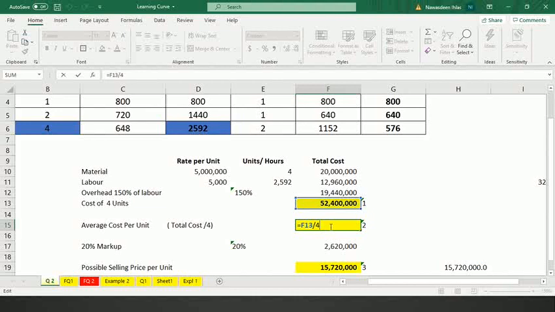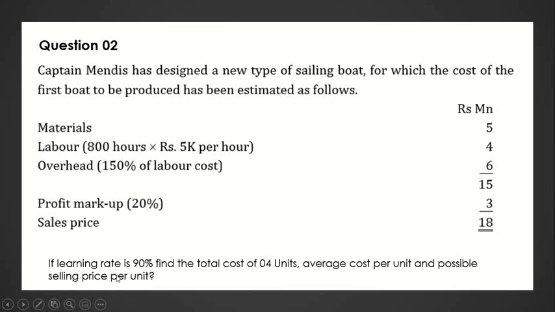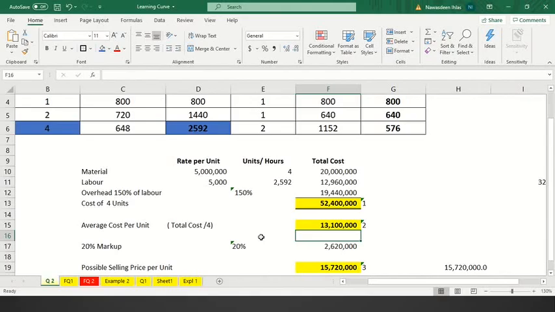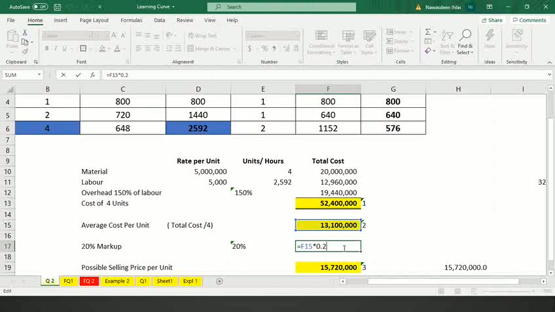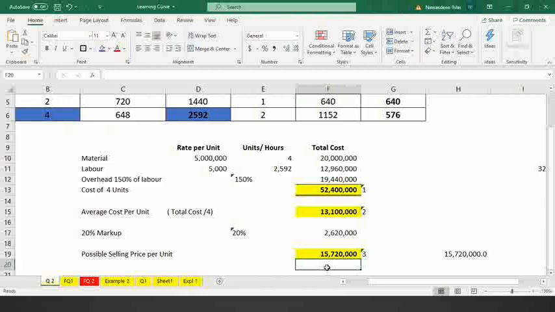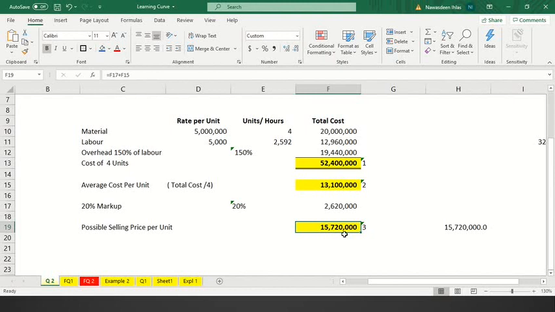Then they ask for the possible selling price. We want to add a 20% markup to our cost. So our markup percentage is 20%, and this is our cost per unit. So the markup will be 20% on our cost. If we add the profit to our cost, we can get the selling price. So here you can see the possible selling price per unit, or per boat, will be 15.72 million.